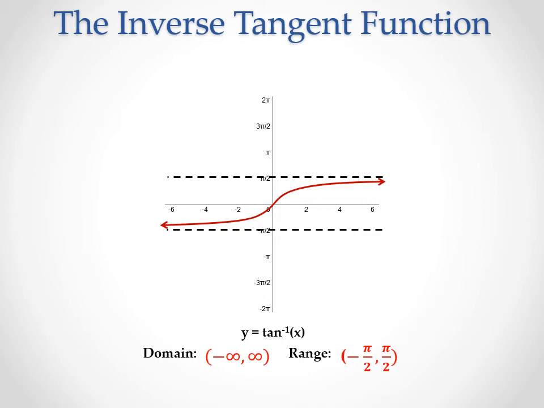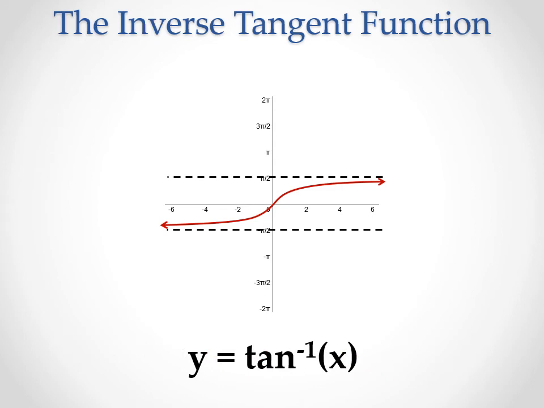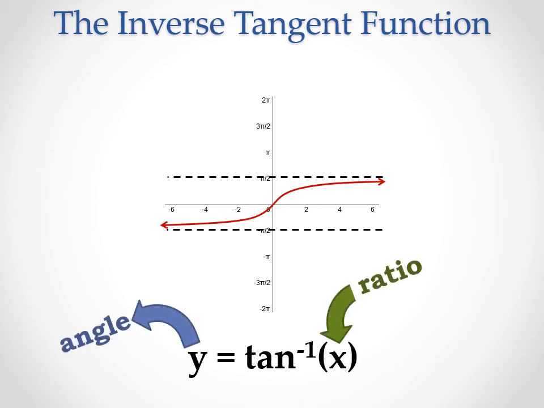Now the range is similar to the inverse sine, but it's non-inclusive of negative pi over 2 and pi over 2, because that would make the tangent undefined at negative pi over 2 and pi over 2. So it works a lot like the restrictions for the sine, except it's non-inclusive. It's exclusive of the endpoints. Okay, so again, we're going to put the ratio in and get the angle out.